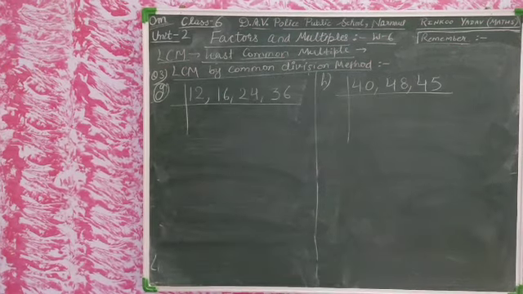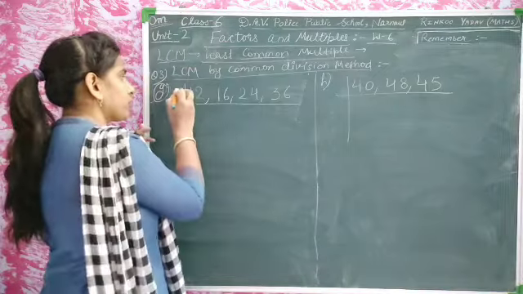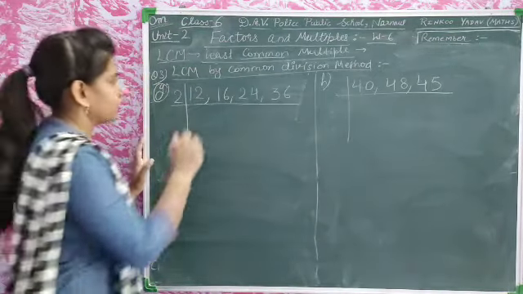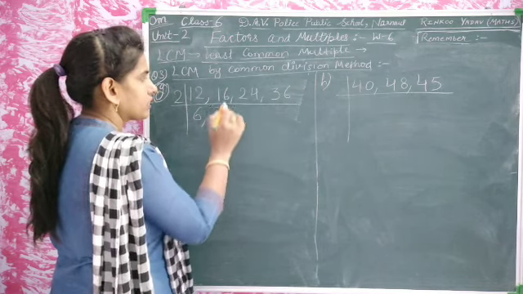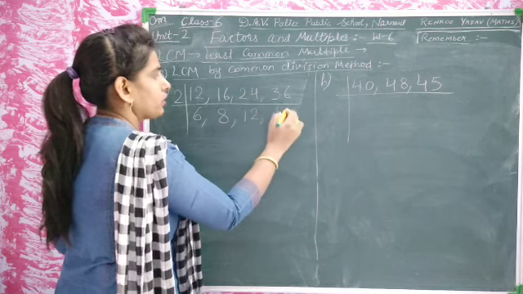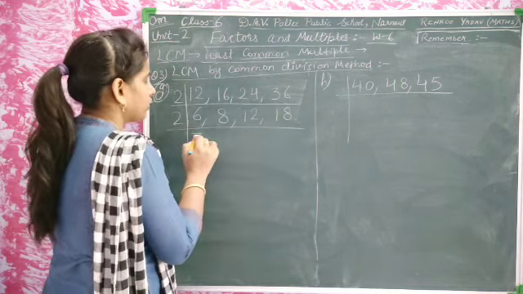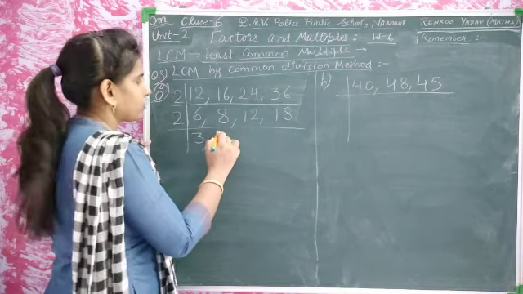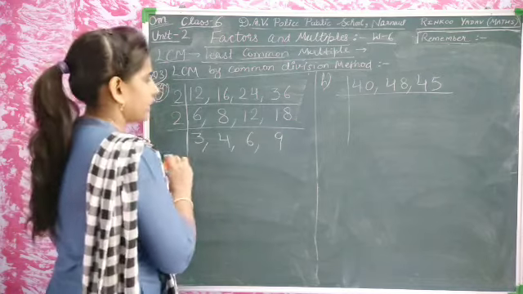Now students, there are two more questions here. Now it will be divided by 2, the smallest prime number. 2 6s are 12, 2 8s are 16, 2 1s are 2, 2 2s are 4, 2 1s are 2, 2 8s are 16. Now it will be divided again by 2. 2 3s are 6, 2 4s are 8, 2 6s are 12, 2 9s are 18.